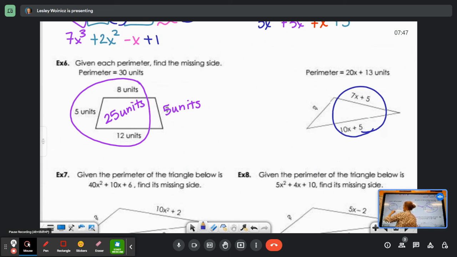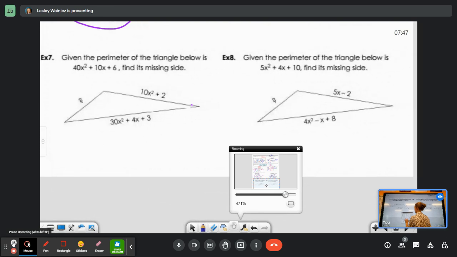So 7x and 10x make 17x. 5 and 5 make 10. I've got 17 x's, but I need 20, so I've got to add 3 more x's. I've got 10 for the constant, but I need 13, so I need to add 3 more. This is the missing side, 3x plus 3.